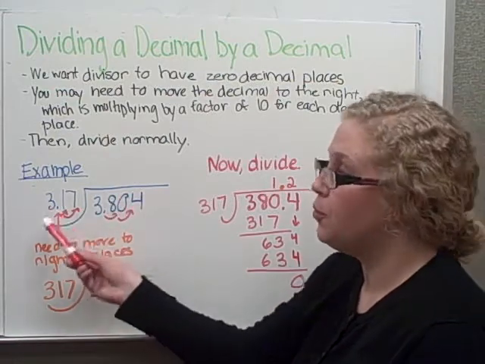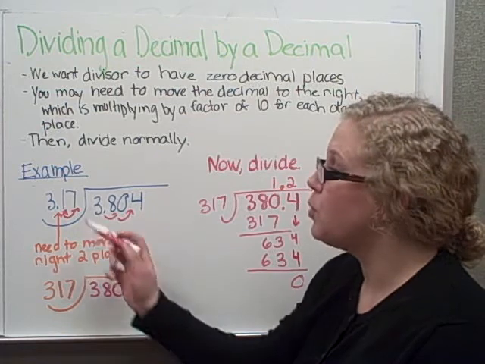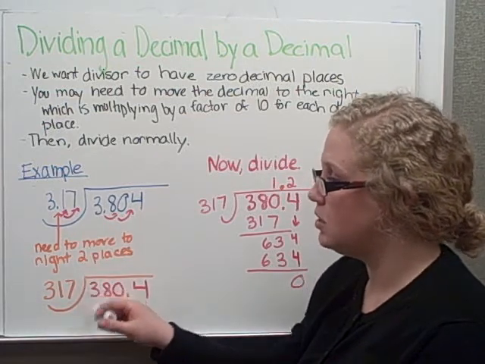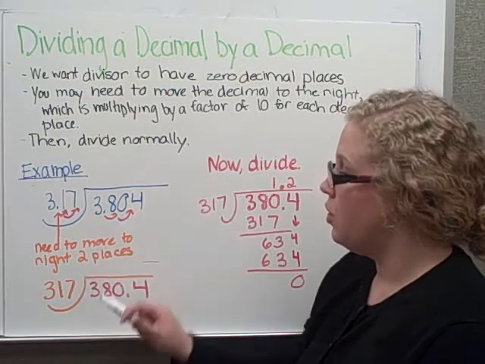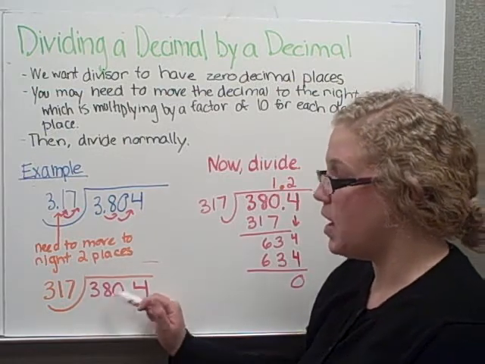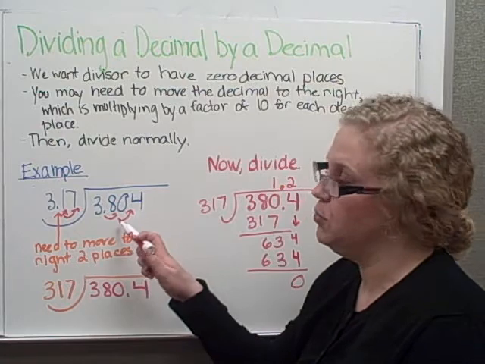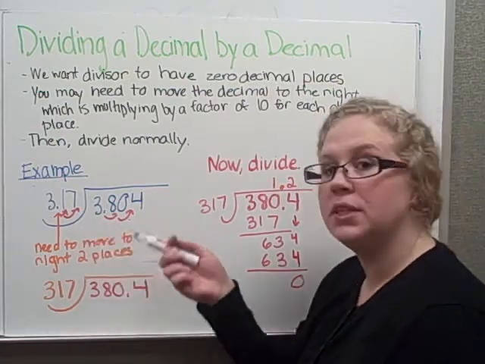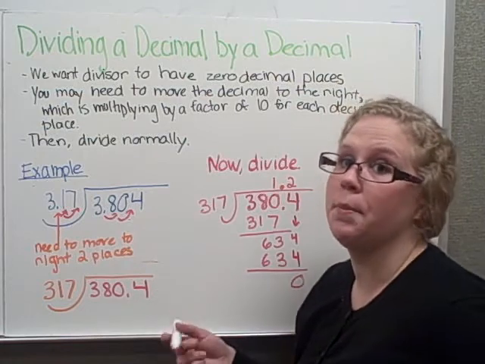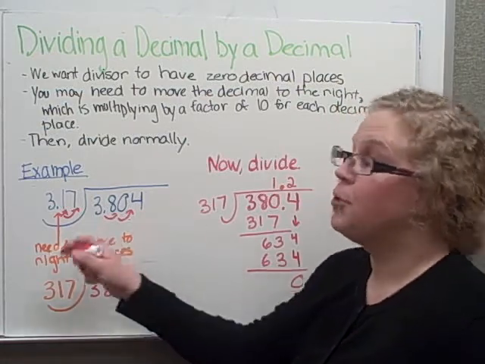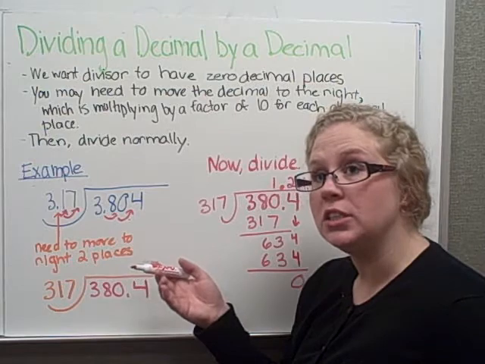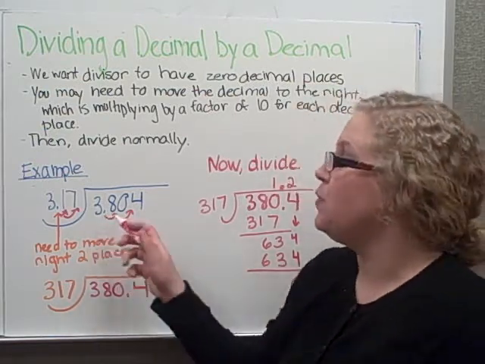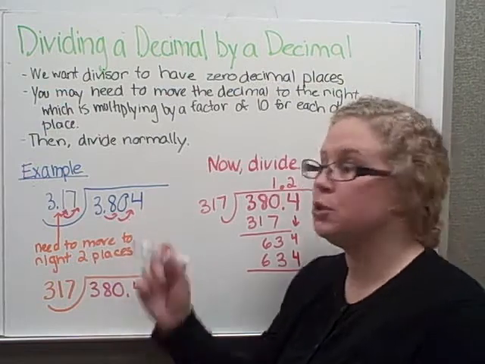Since 3.17 has 2 decimal places, we want to move it over 2 places. So now we have 317 divided into 380.4. And now this is 380 because we also have to move the decimal places here. Now remember that when we're moving the decimal places to the right, that means we're just multiplying by a factor of 10. So if we would move it just one place, it would be multiplying by 10, but since we're moving it twice, we're multiplying each of these numbers by 100.